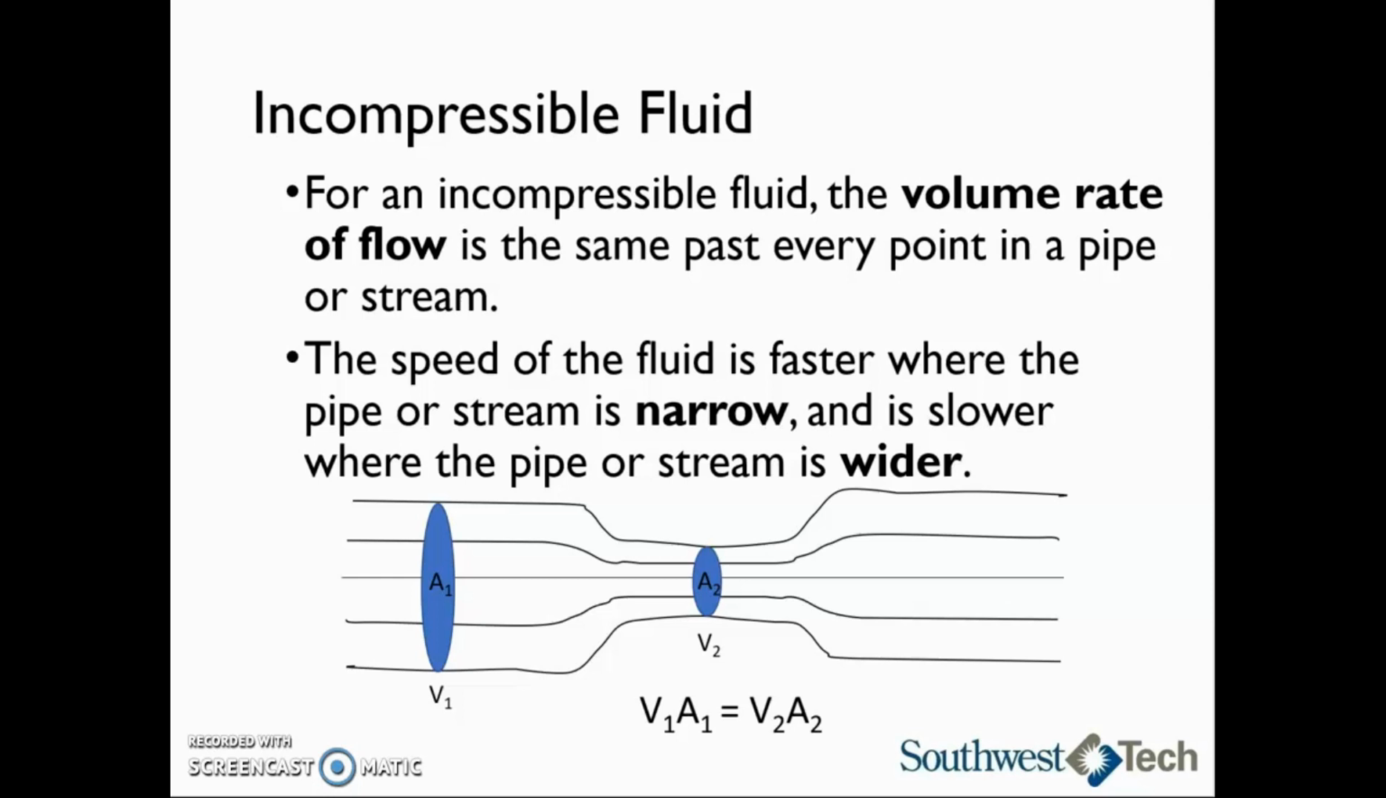greater. The idea of volume rate of flow being the same past every point can be represented by the equation V1A1 equals V2A2. If V1 goes up, A1 must go down, assuming V2 and A2 are the same. Conversely, if V1 goes down, then A1 must go up in order to keep the same volume rate of flow.